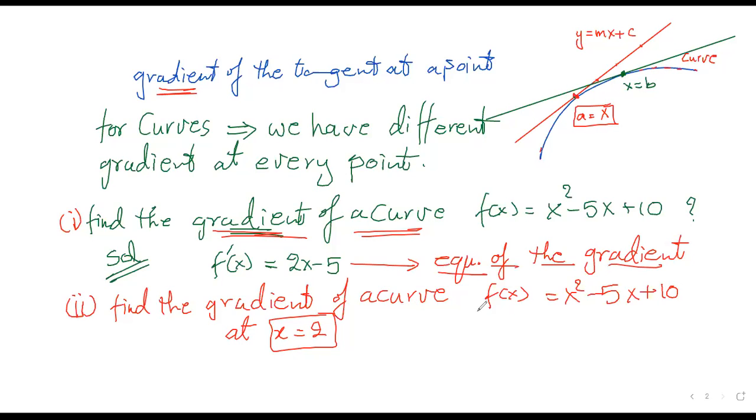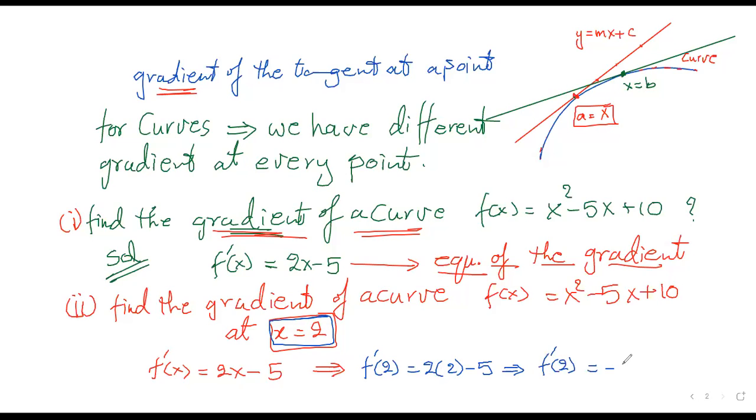So to find the gradient of the curve at a point, first let's do differentiation. f prime x equals 2x minus 5. Then we substitute the point x equals 2 into the gradient function. f prime 2 equals 2 times 2 minus 5, which is 4 minus 5, that's negative 1.